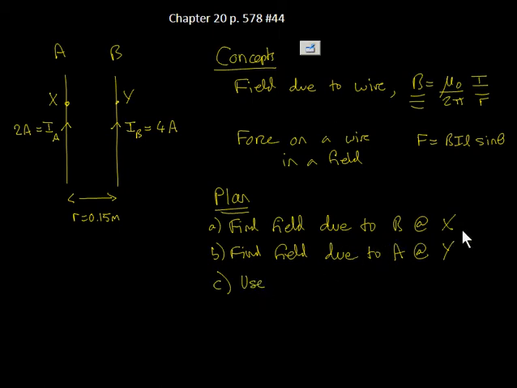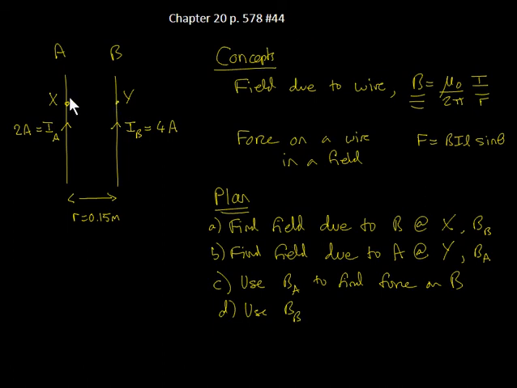So the field due to B is going to be B sub B, and the field due to A is going to be B sub A. I can use B_A to find the force on B, and I can use B sub B, the magnetic field due to B at X, to find the force on A. And then I can compare the two.